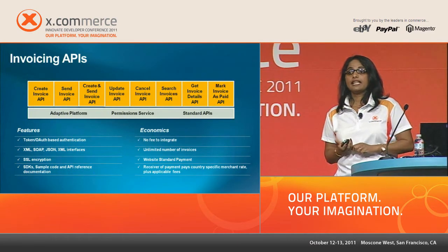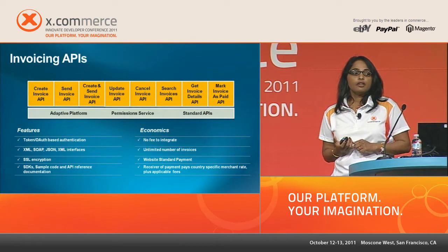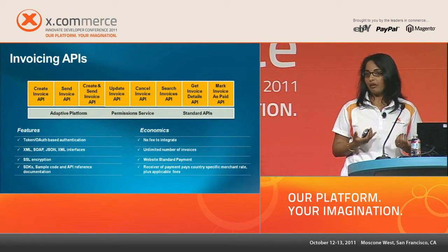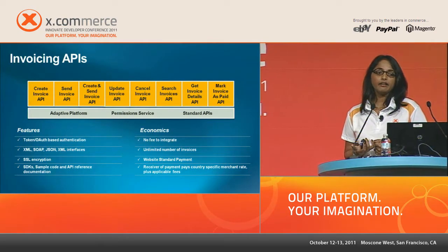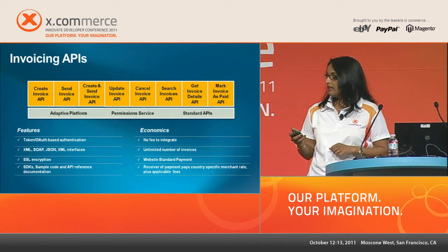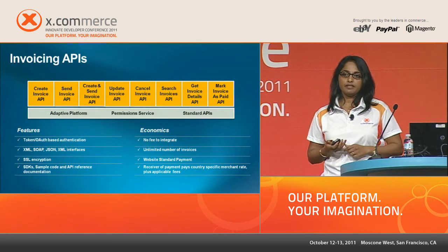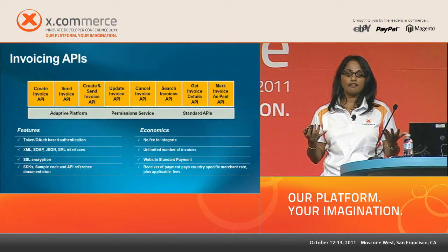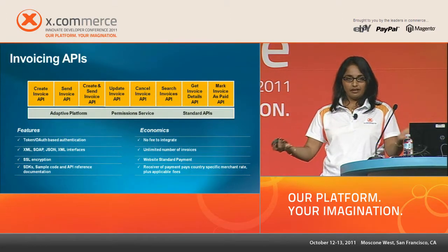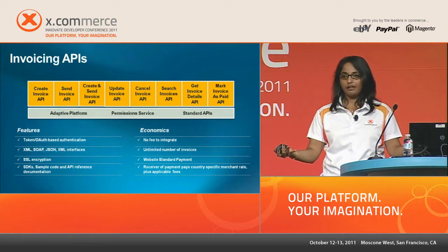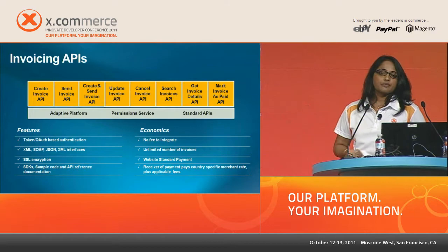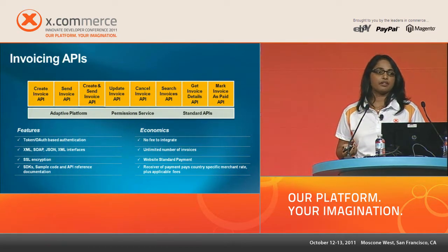There is no fee to integrate invoicing APIs. So the merchant only pays when they get payment, and on the payment, the normal PayPal transaction fees apply. So you can send any number of invoices with integrating this for no cost. And we go through the standard website payment standard, which is allowing anybody to pay using credit cards, debit cards, and the usual PayPal payment mechanisms. The receiver pays just the regular fee. Of course, there's a cross-border fee that applies.